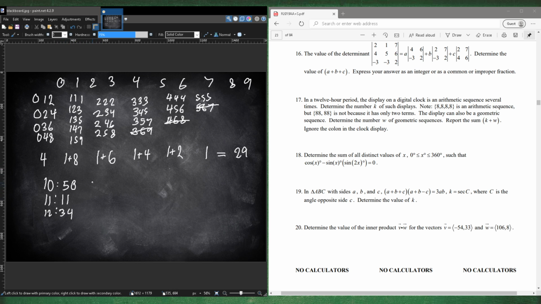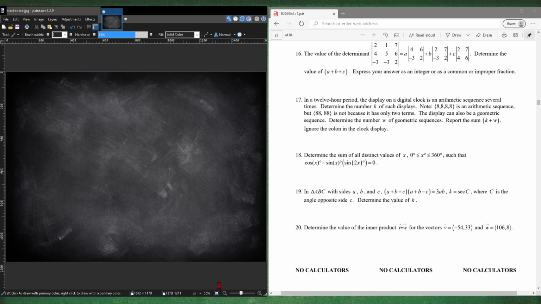So then we have 1 here, 1 here, and 1 here. So that's plus a 3. So k is equal to 32. Okay, so we got k, and now we need to get w.